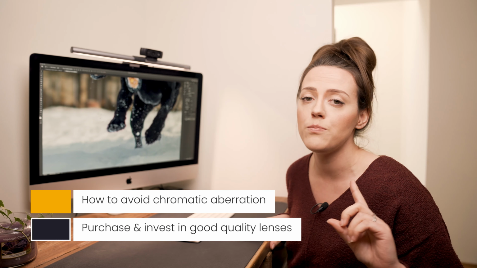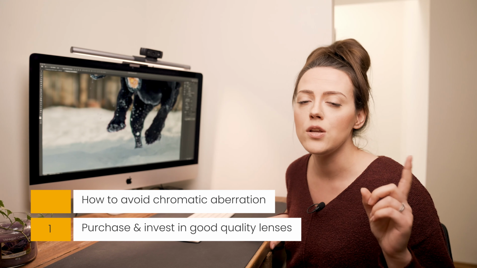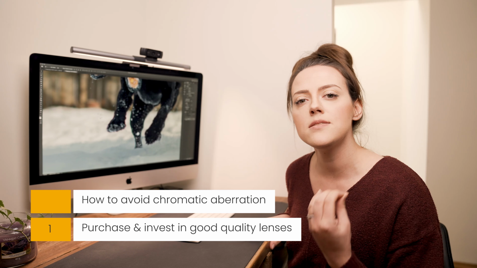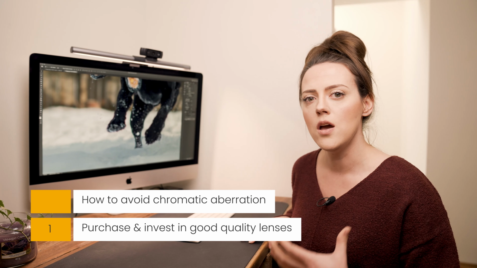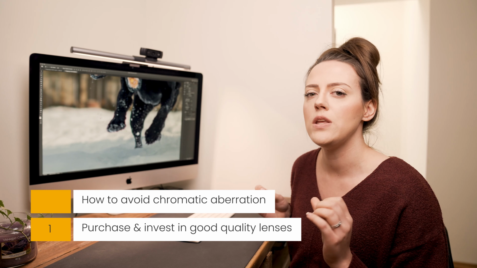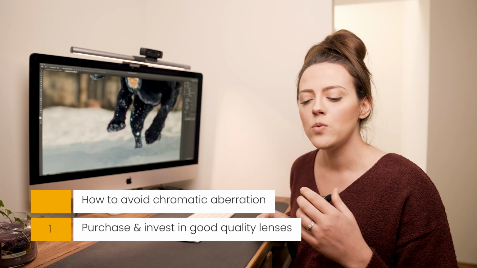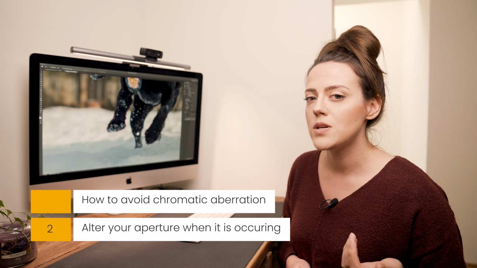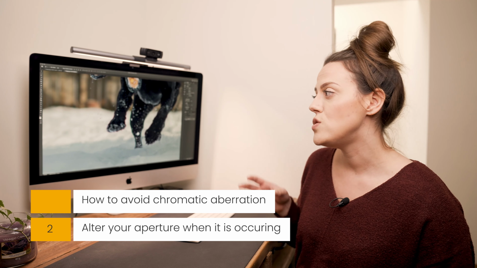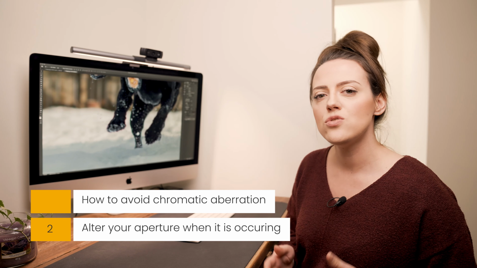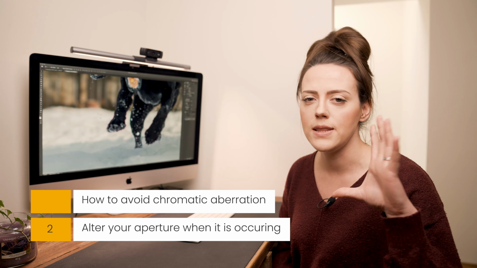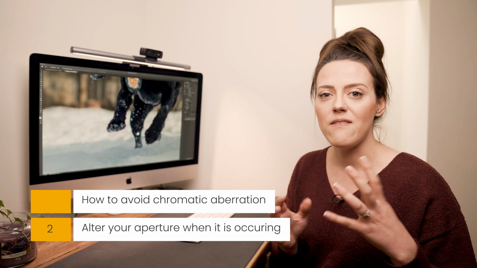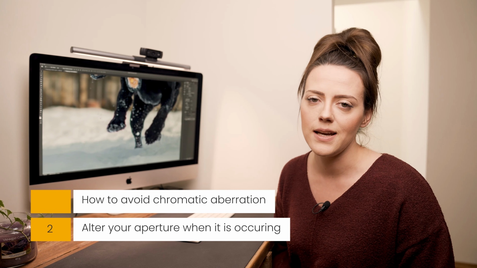Now, number one is to purchase and invest in good quality lenses, but every lens can suffer from chromatic aberration at times. So you can't actually be 100% confident that you'll always avoid it. What you can do is be aware of the situations that cause it, and then if you see it occurring, just stop down your aperture. Make that f number a little bit bigger so that the hole in the lens becomes smaller. Therefore, it does help to concentrate that light a little bit better.